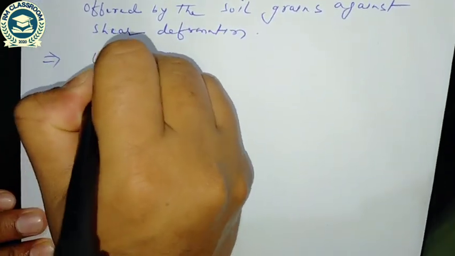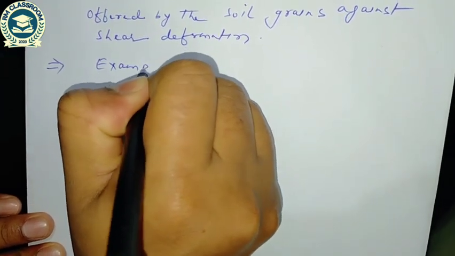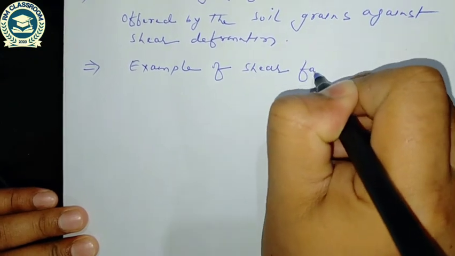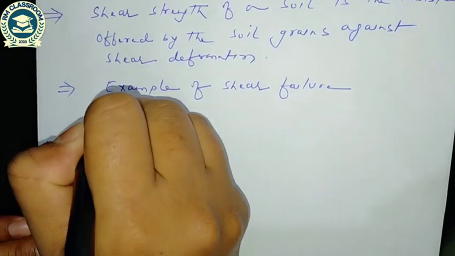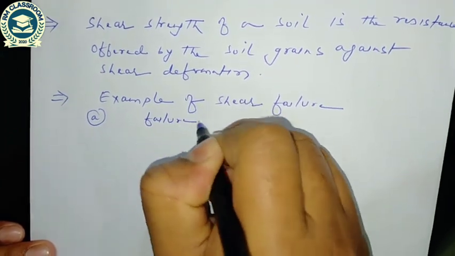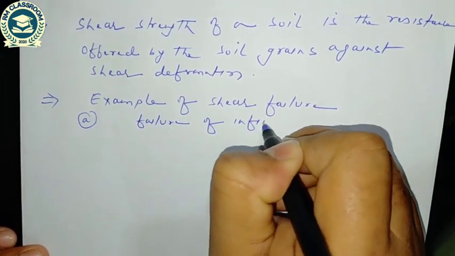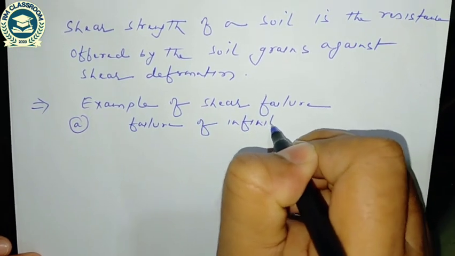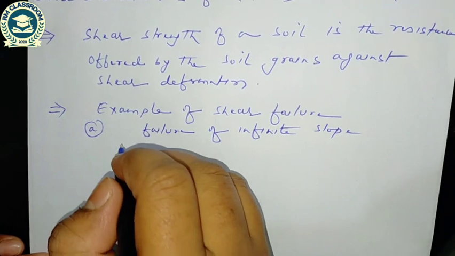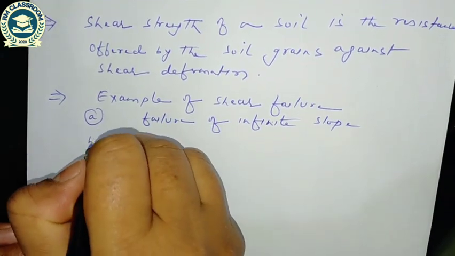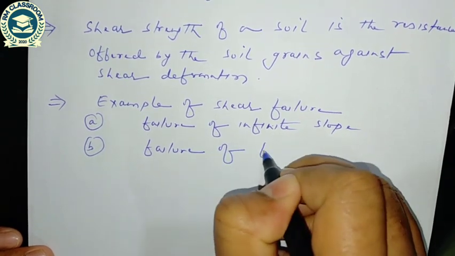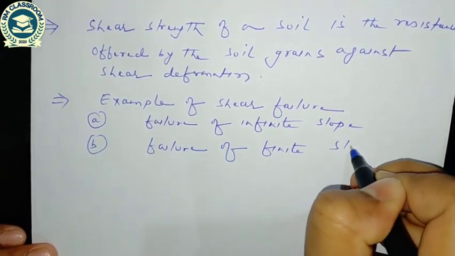Example of shear failure. The first example is failure of infinite slope. What is infinite slope? We have already discussed it in the previous discussion. Next, failure of finite slope.